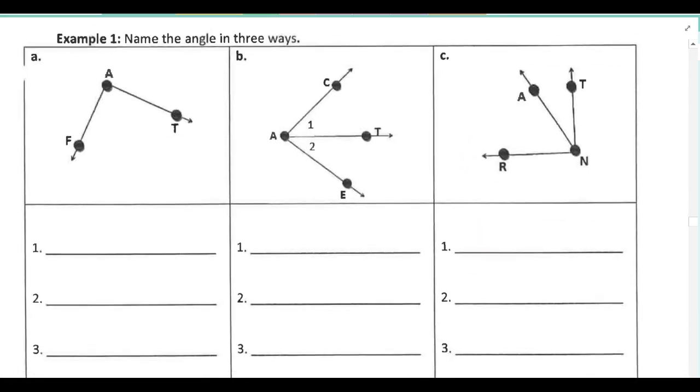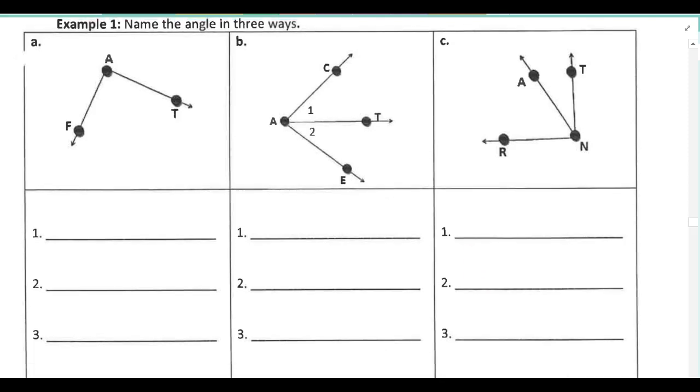So for example 1, we want to name the angle in 3 ways. So the first one, we have this angle with its vertex at A. Since there's only one angle in this picture, I could call it angle A. Now, if I wanted to make sure it was perfectly clear, maybe there were some other angles in the picture, then I would have to use 3 letters. So I could call it angle FAT. I could also flip that around if I wanted to. So we're actually going to name it in 4 different ways. So we could call it angle TAF.